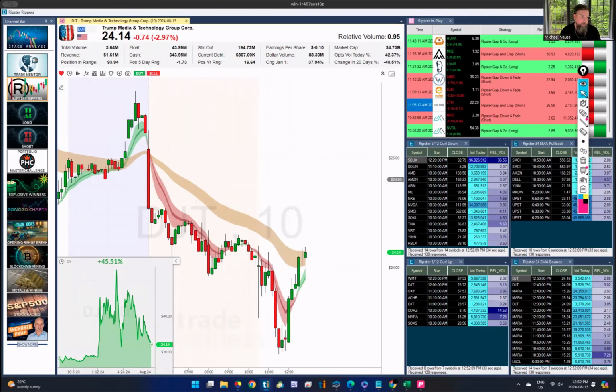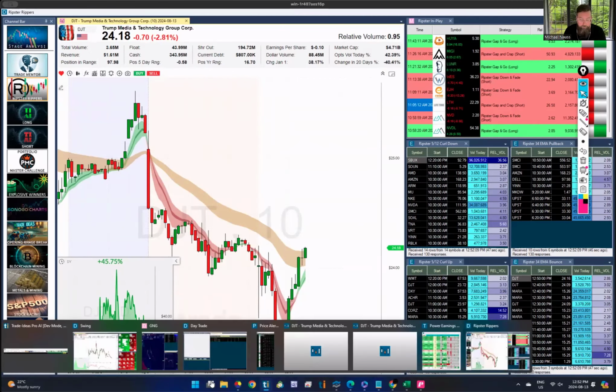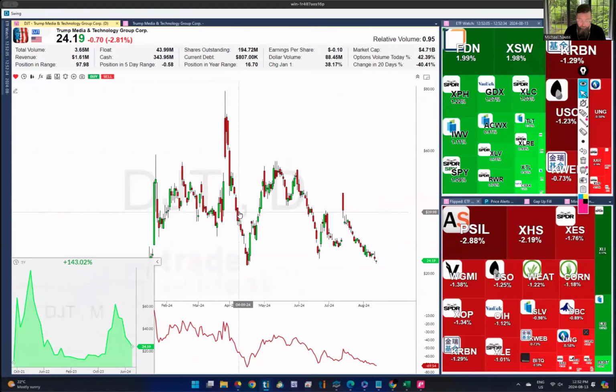So just find it on Ripster's Rippers or the little FX button. If you don't see the FX button, just go to Trade Ideas and make sure you're on the latest beta that you can find on the website there. All right, moving along, because I think time may be coming for me.